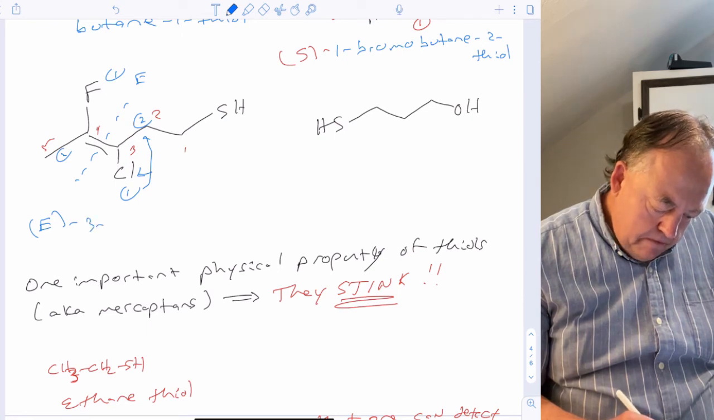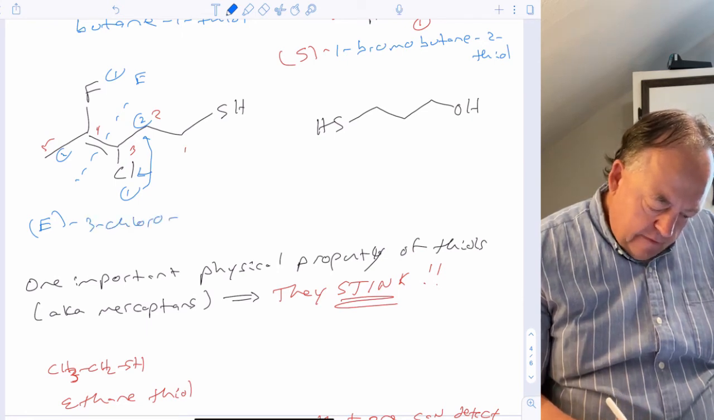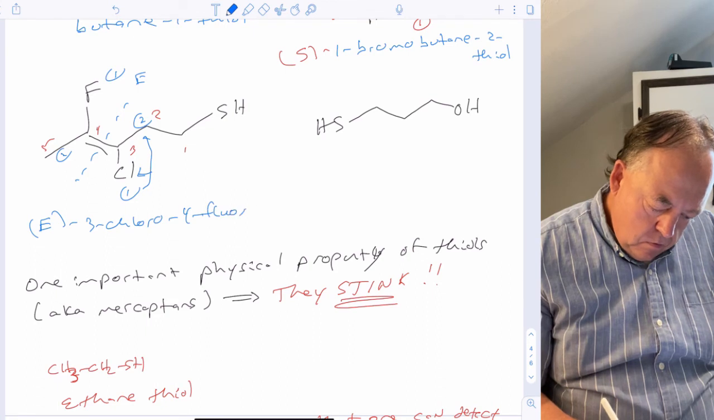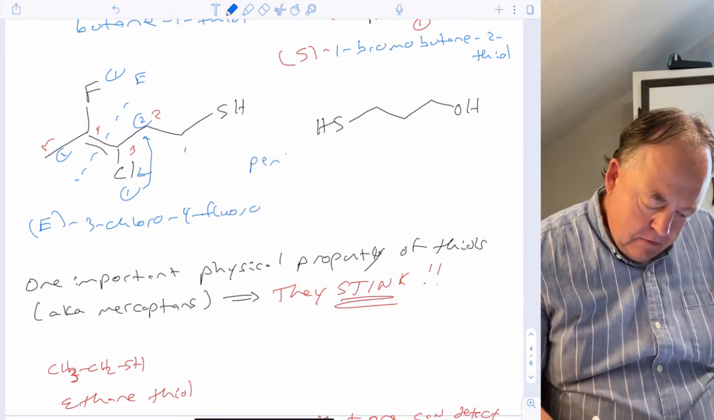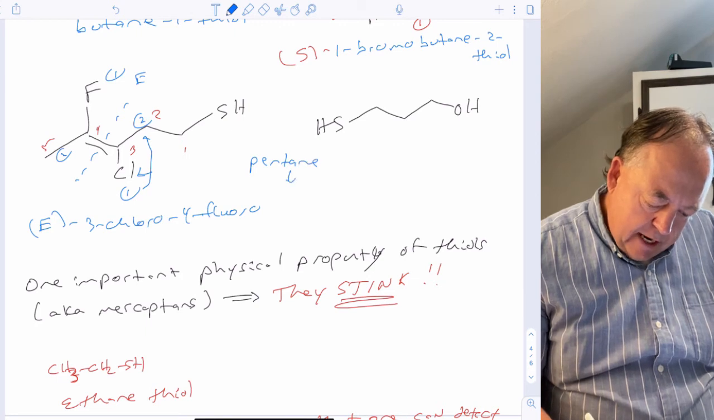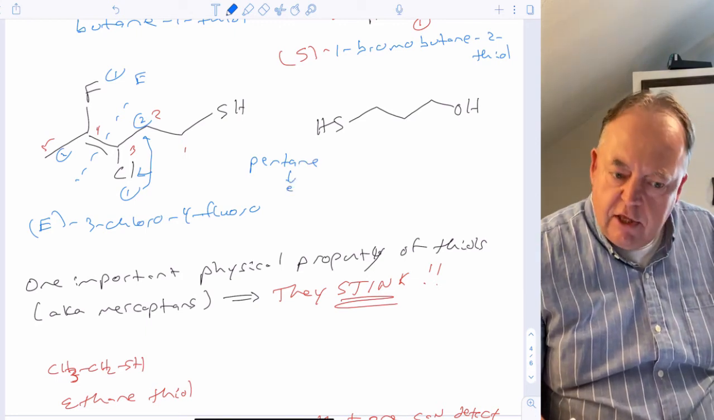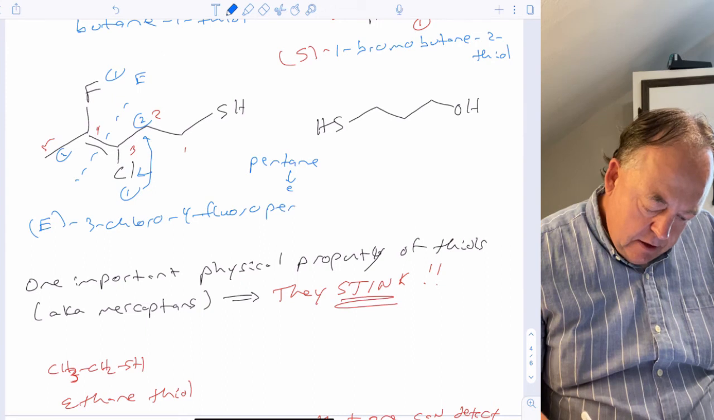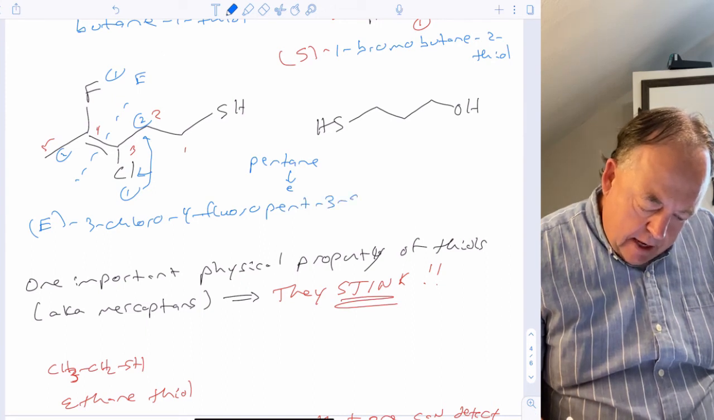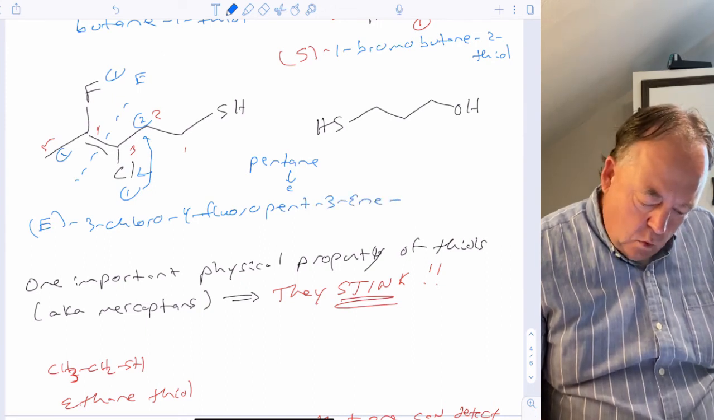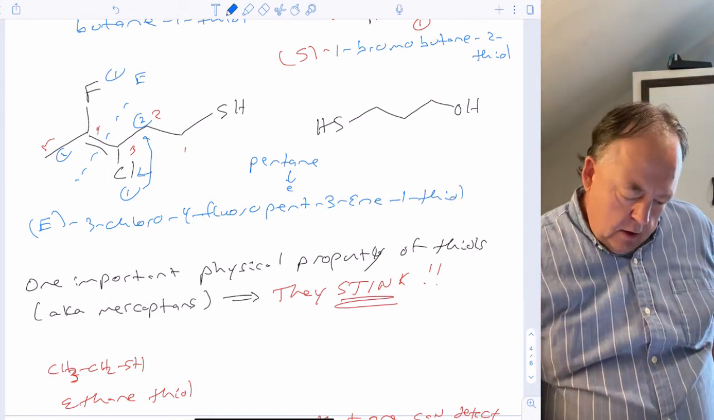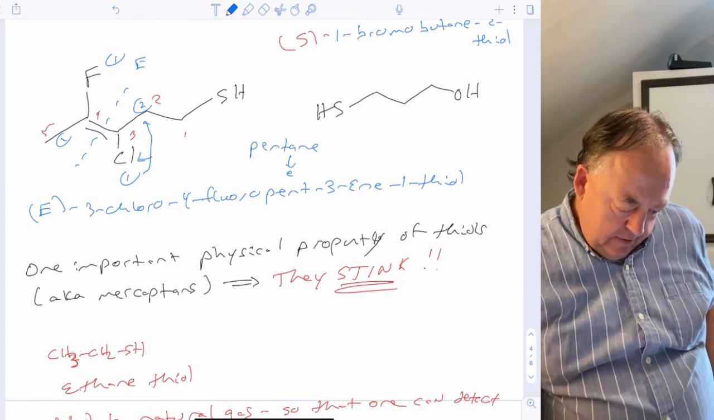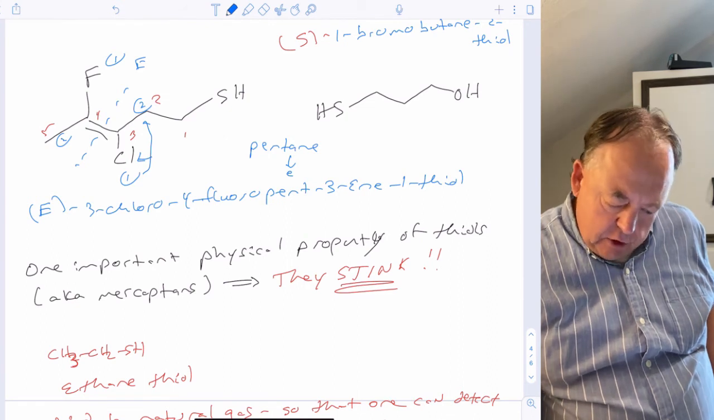So we have E or trans, doesn't matter. 3 chloro, 4 fluoro, and 5 carbons would be pentane. So we'll change that A to E for the alkene, and then we'll just stick thiol at the end. So pent-3-ene-1-thiol. I think I did that right. 1, 2, 3, I think that's right.